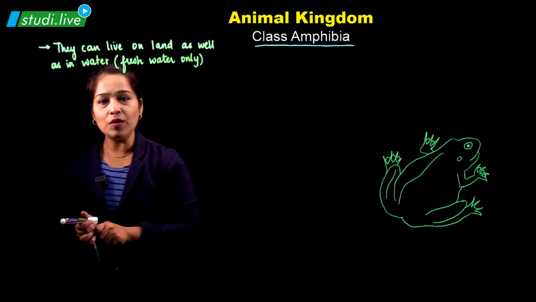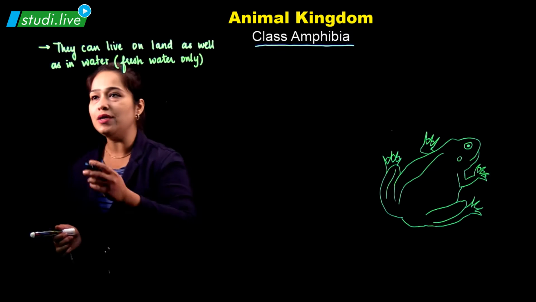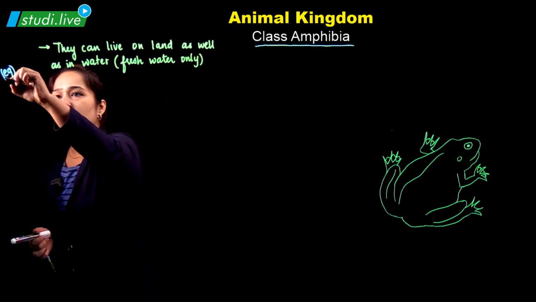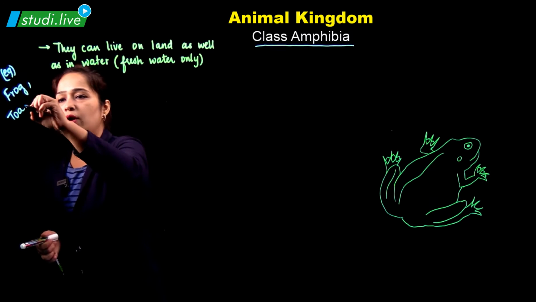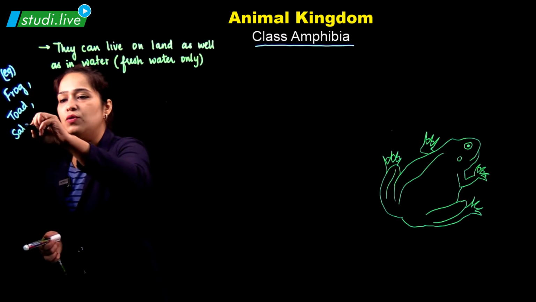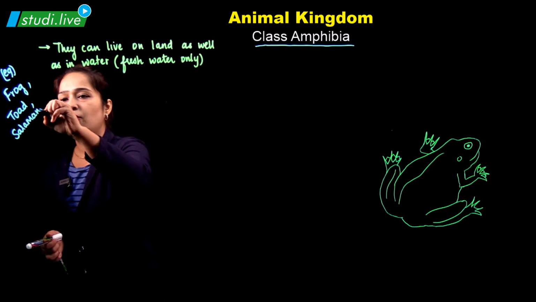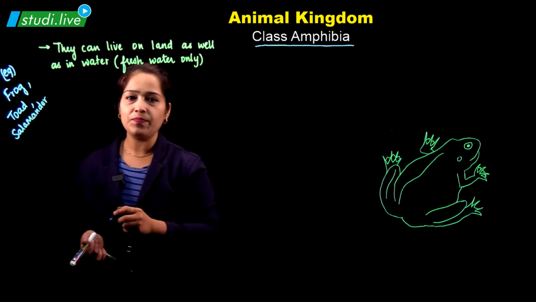Examples for this are frog, toad, salamander. So the organisms included in this are frog, toad, and salamander. These are the examples for class Amphibia.